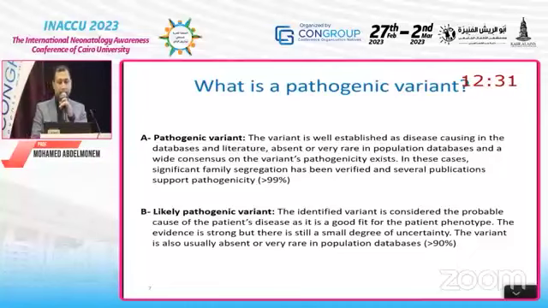Likely pathogenic variant, which is considered the probable cause of the patient disease, as it is a good fit for the patient phenotype. The evidence is strong.